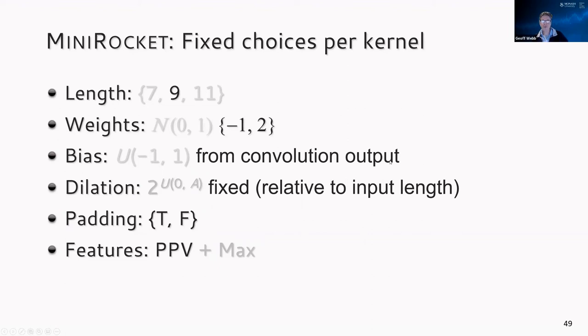We choose the bias term from the convolutional output. So we actually apply the convolutions to some of the series in the task and get actual output values instead of this arbitrary choice between -1 and 1, which was sometimes giving us always 0 or always 1 as a response. And we have a fixed schedule of dilations. We still have padding used sometimes and not used other times. We simply alternate between them. And we only use proportion of positive values.